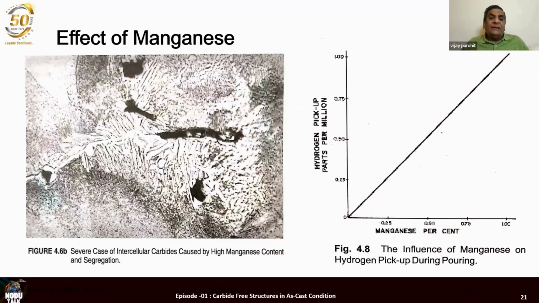This is what happens when manganese segregates. When manganese segregates in the heavy section, it forms this white area which is carbides, very, very stubborn carbides. They break the tool of your castings, of your drill tips. Next slide, please.